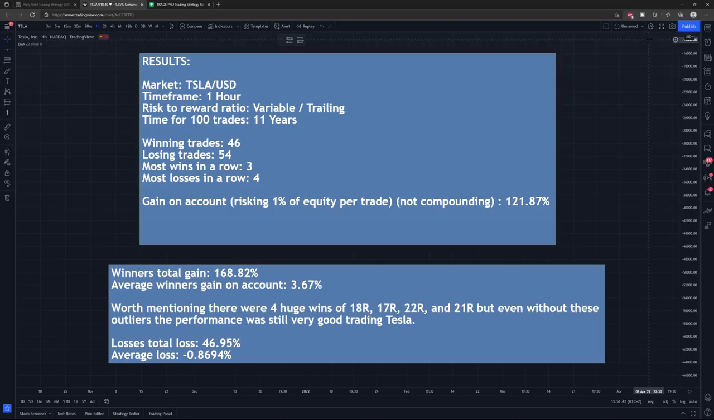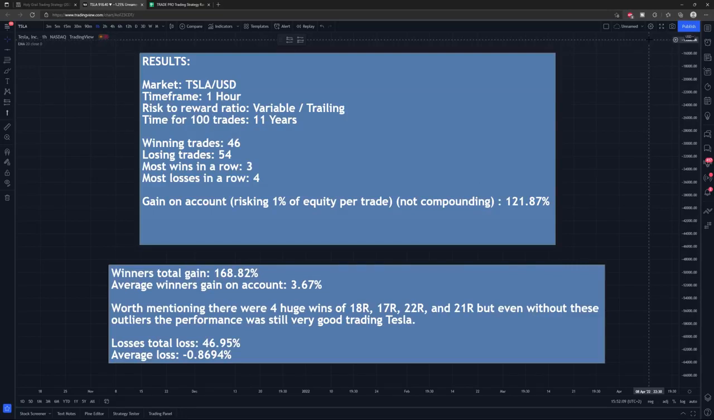So now let's get to the winning trades. 46 out of 100, and losing trades 54. The most wins in a row, 3, and the most loss in a row was 4. The gain on the account, if risking 1% of the account equity per trade, not compounding, 121.87%. So 41.87% higher than the previous first place holder on the strategy ranking spreadsheet, which we'll check out in just a sec.